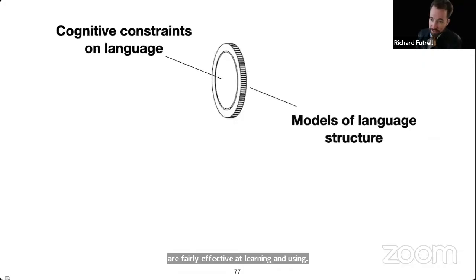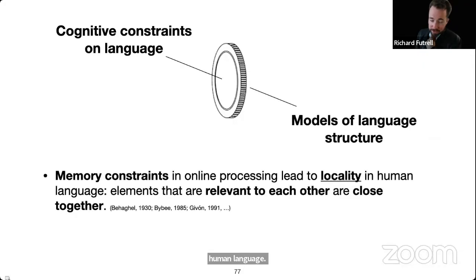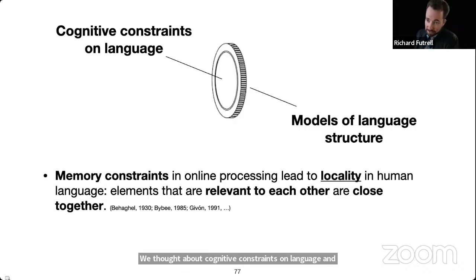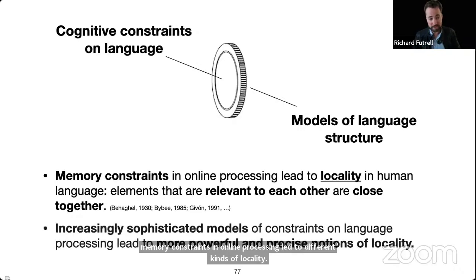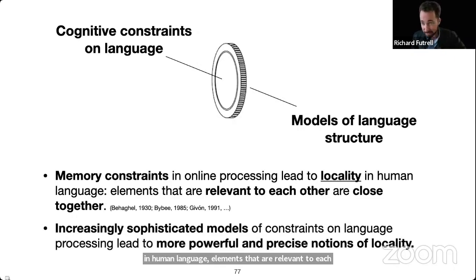We thought about cognitive constraints on language and models of language structure based on them. We saw that memory constraints and online processing led to different kinds of locality in human language, elements that are relevant to each other being close. We saw that increasingly sophisticated models of memory gave us increasingly powerful models of what we mean by locality.